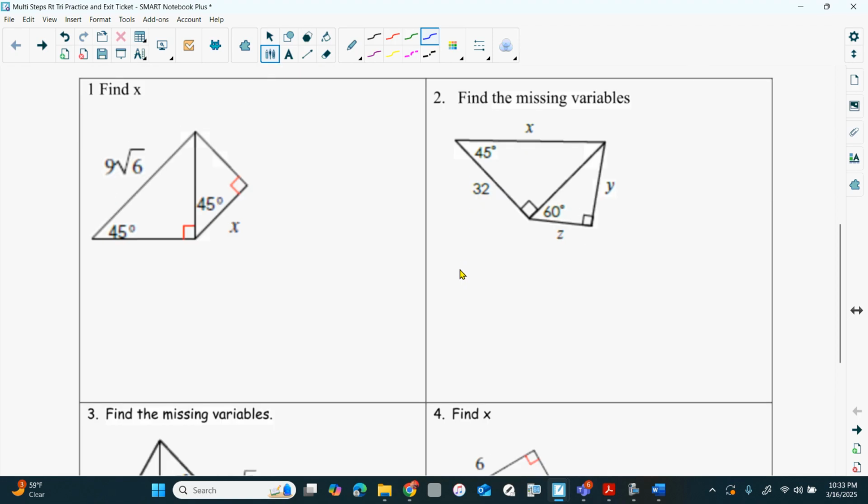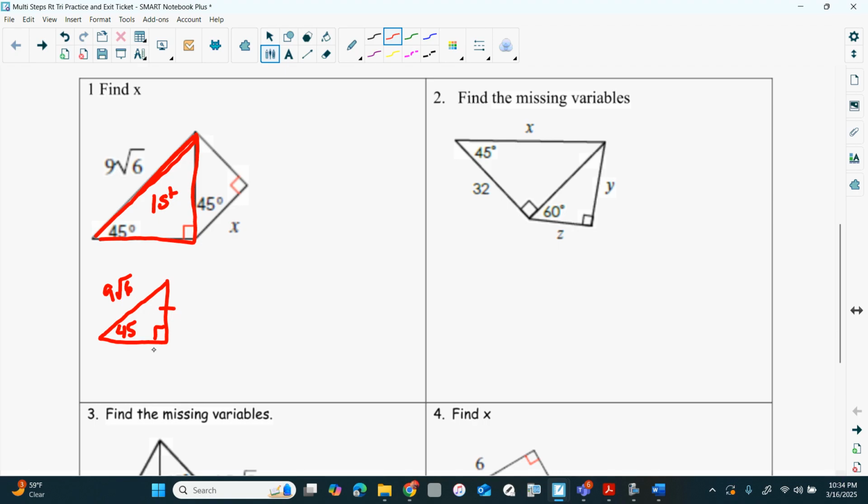If I look at number 1, the given side is right here, this 9 root 6. So I'm going to start off with this triangle first. I'm just going to redraw that here. It doesn't have to be to scale, but hopefully you see the key information. We have a 45. So this 9 root 6 is the hypotenuse.